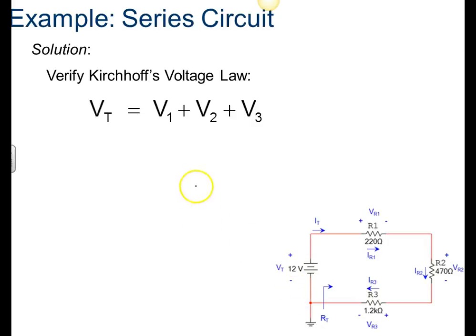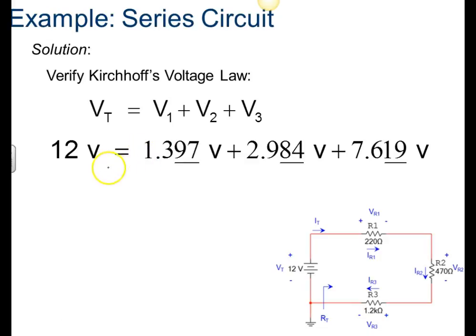And then let's verify Kirchhoff's voltage law. Vt equals V1 plus V2 plus V3. We have 12 volts total. This is through R1. This is through R2. This is through R3. So the voltage across R1 is this value, across R2 is this value, across R3 is this value, and they all add, at least to a whole number, to 12 volts.